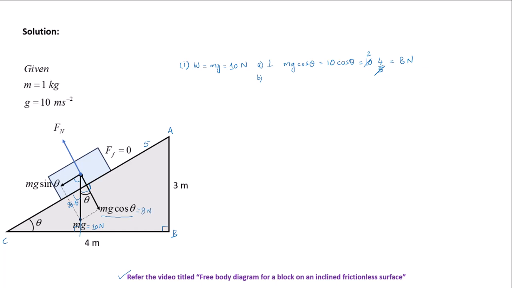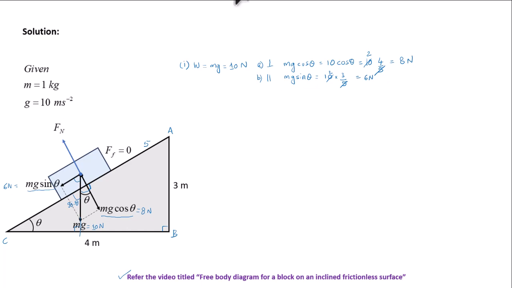And coming to part B, the component of the weight force acting parallel to the inclined surface will be this one, mg sine theta. So m times g is 10, and sine theta in the triangle ABC, as you see, should be 3 over 5. So this should be 6 Newton. So I can write this as equal to 6 Newton. So we have completed both the parts for the first part of the question.